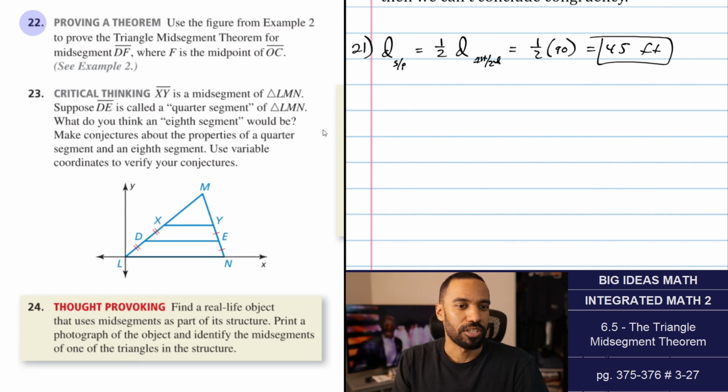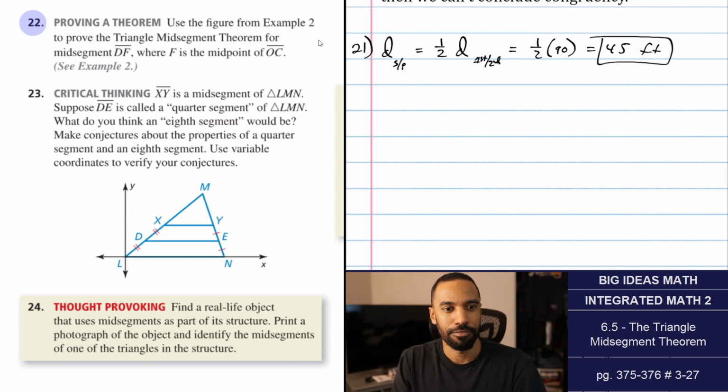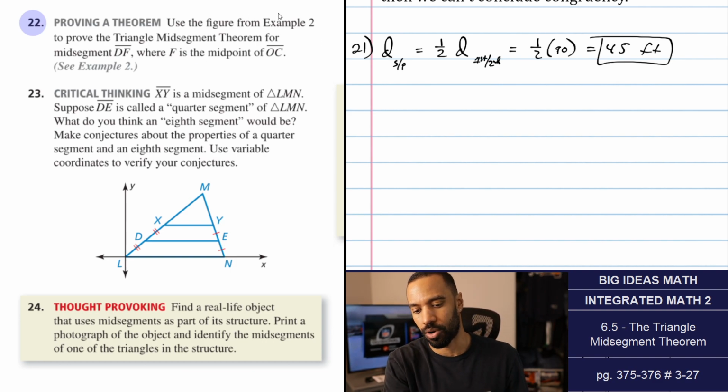Use the figure from example 2 to prove the triangle midsegment theorem for midsegment DF, where F is the midpoint of segment OC. Okay, see example 2. All right, give me a second. I'm going to go and find this example again. Example 2. Oh, it was the one where they did the coordinate proof. Let me copy it over.